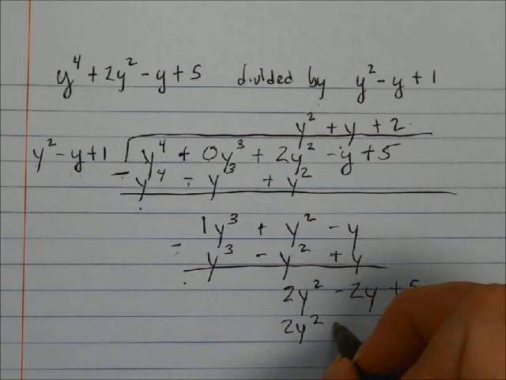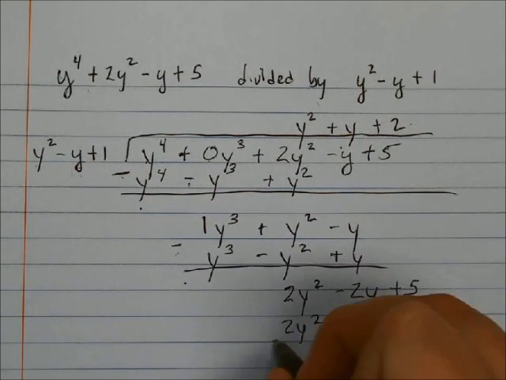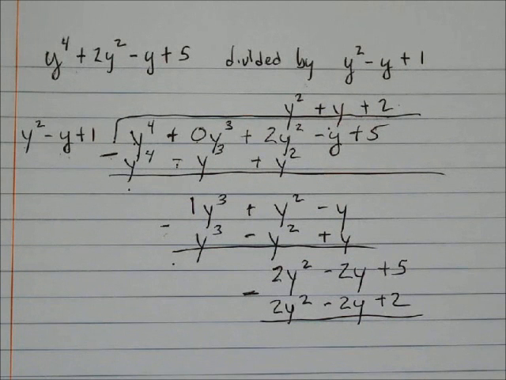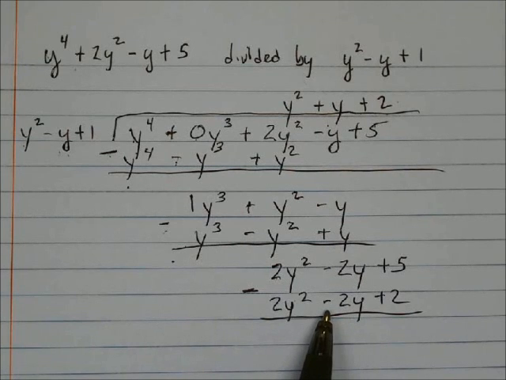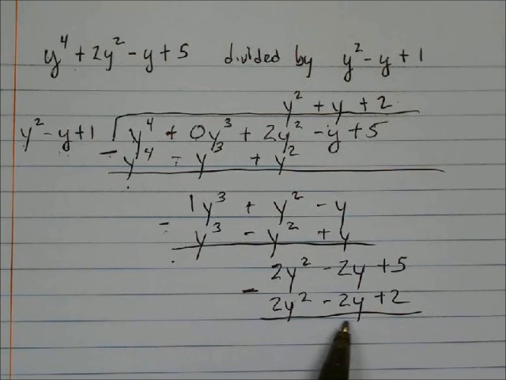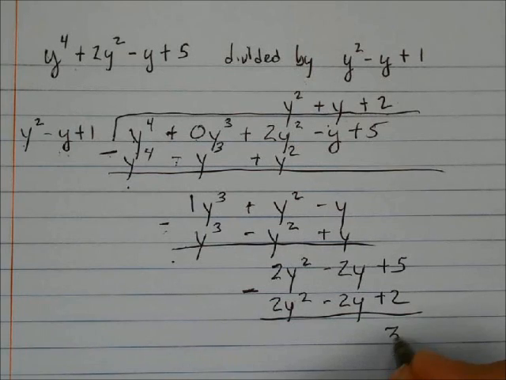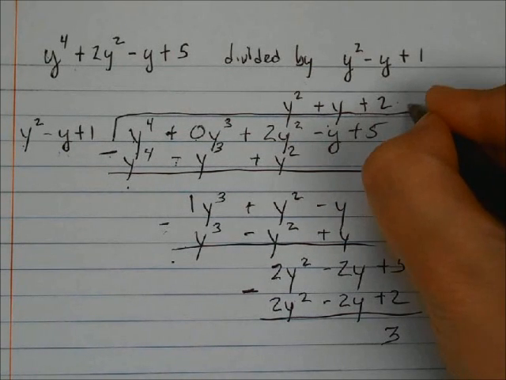So this gets a little tricky on our second term here. Negative 2 subtract negative 2 becomes negative 2 plus positive 2, which is 0. 5 subtract 2 is 3. So the only remainder I have this time is 3. So my remainder, what I'm adding to that, is 3 over y squared minus y plus 1. And this is my answer.